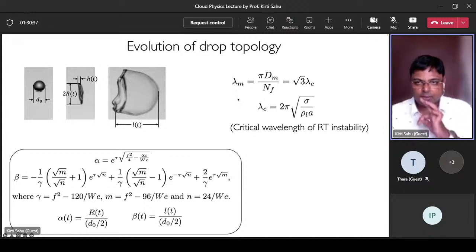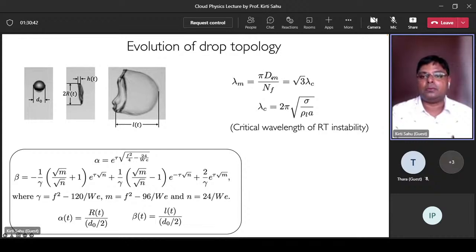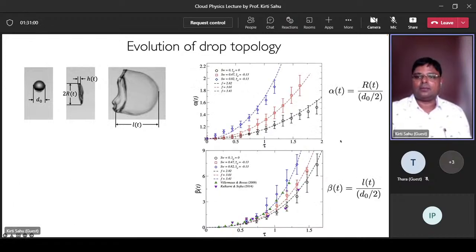And essentially the wavelength, knowing the number of fingers and knowing the diameters, one can calculate the wavelength of the most unstable mode, which in this case is √3 times lambda c. Lambda c is given by this, which is the critical wavelength of RT instability. Now, when we compare this theory which we have developed with our experimental results, interestingly, they match very well.